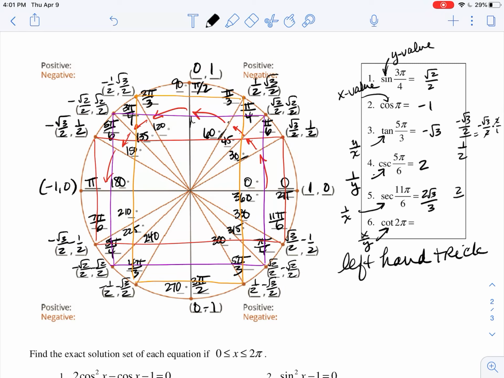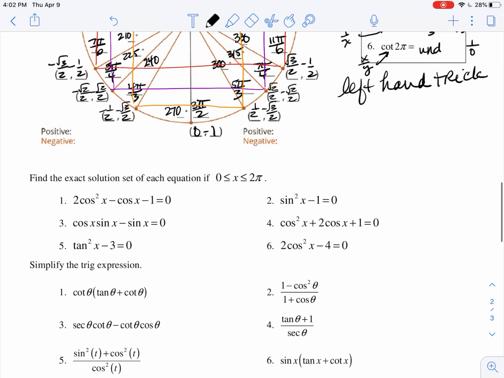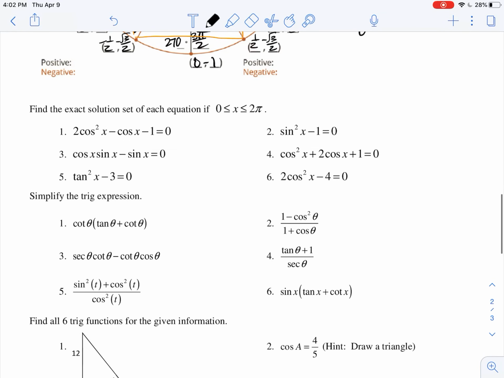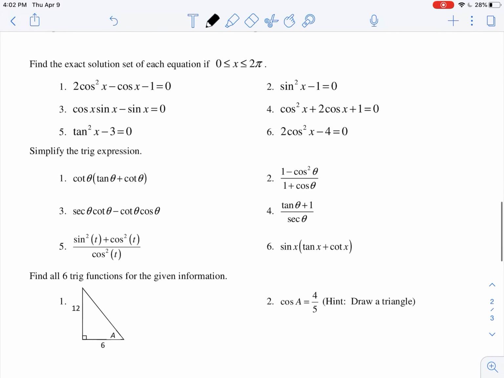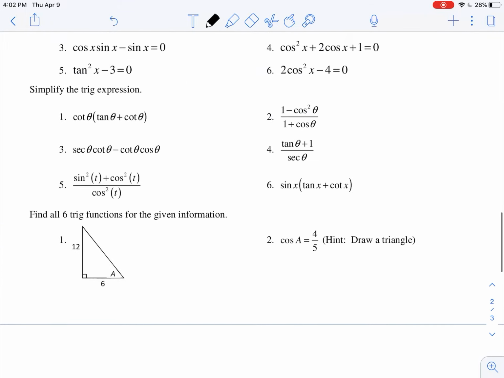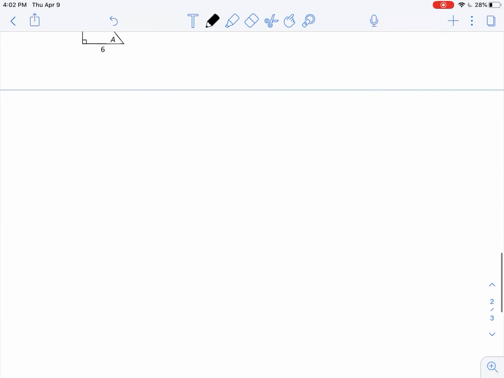All right, cosecant 5 pi over 6 is going to give you 2. This is going to give you 2 roots 3 over 3. Again, if you were to rationalize the denominator, multiply top and bottom by the radical. That's going to give you the 2 root 3 over 3. And then the cotangent, undefined, because of course 1 divided by 0 is undefined.